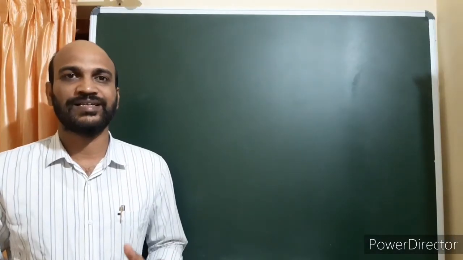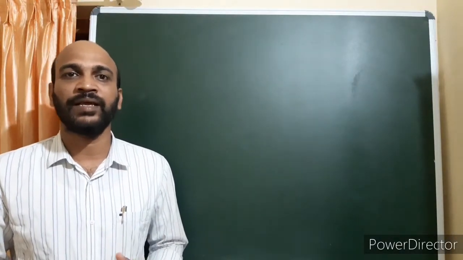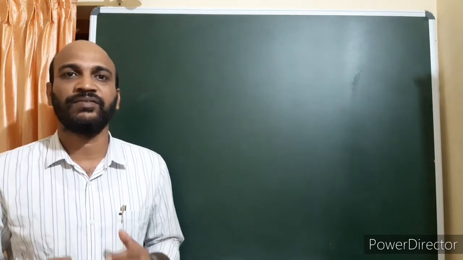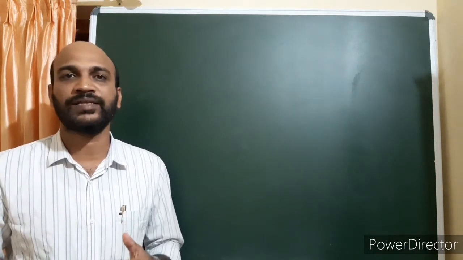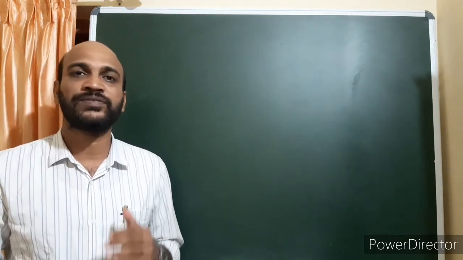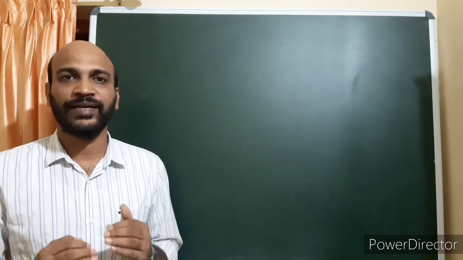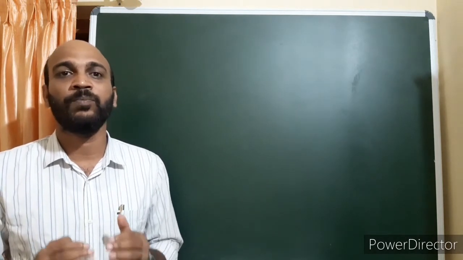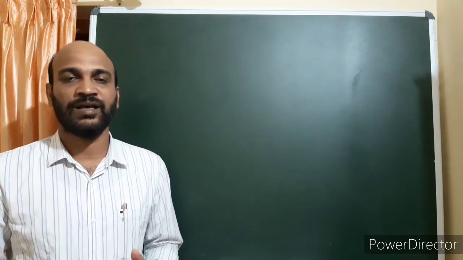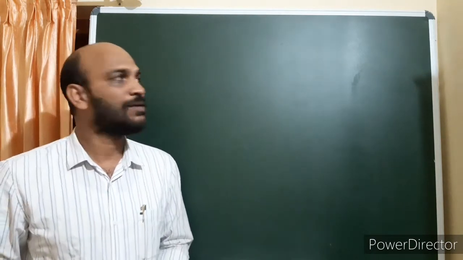Hello students, this is section 4 of chapter number 3, matrices. In the last section, we discussed properties of matrix addition and properties of scalar multiplication. So in this section, I will teach you how to multiply two matrices. I will explain with one example.